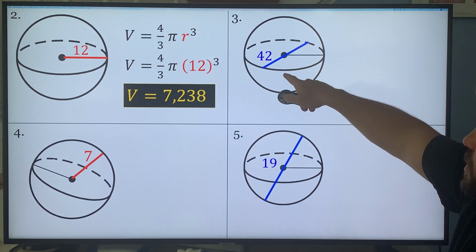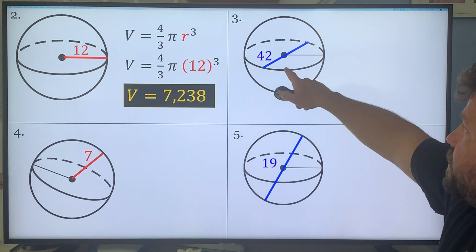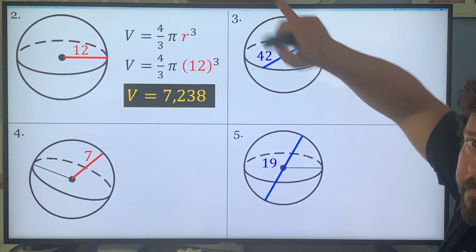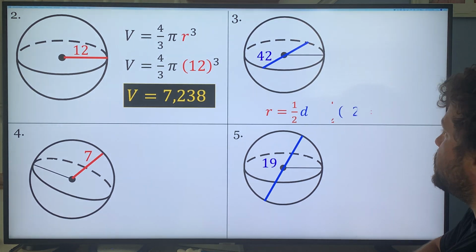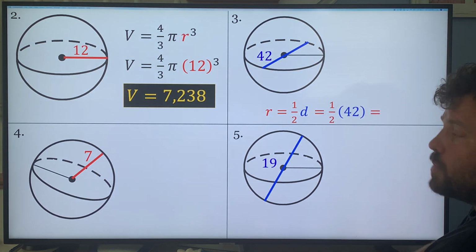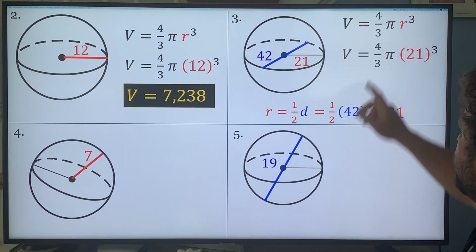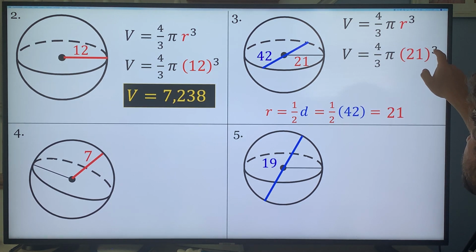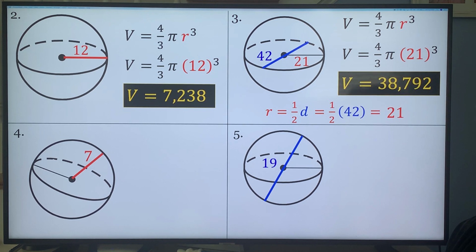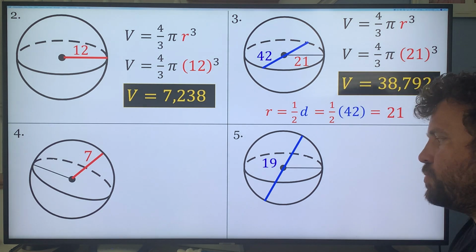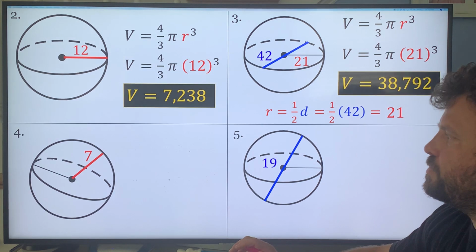That is your diameter. You can't use diameters. You need to use radiuses. So convert the diameter to radius by dividing by 2. 42 divided by 2 is what? 21. So we're going to use the same formula. 4/3 pi, 21 cubed, 38,792. You give it the radius.